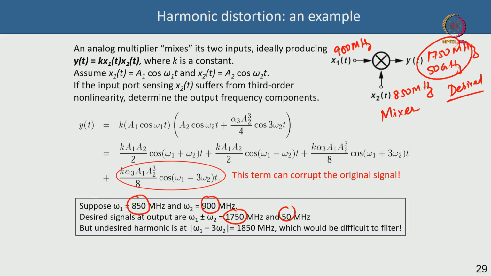However, omega 1 and omega 2 will also create an intermodulation product, which is omega 1 minus 3 omega 2, which is 1850 megahertz. This is undesired, and 1850 megahertz is so close to 1750 megahertz that you cannot filter it out. So this is going to be difficult to filter, and the 1850 megahertz signal is going to corrupt the 1750 megahertz signal. So the intermodulation products could be very close to each other, that is what it means.